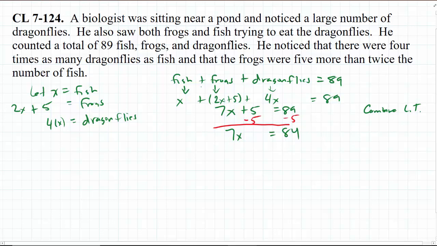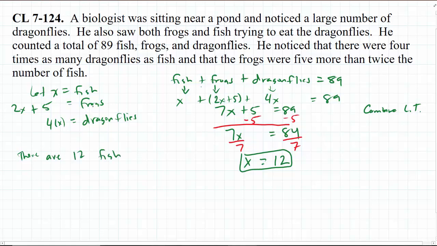And then finally we're going to divide by 7, and I'll have x equals 12. x equals 12. Now that we know that x equals 12, we know that there are 12 fish.